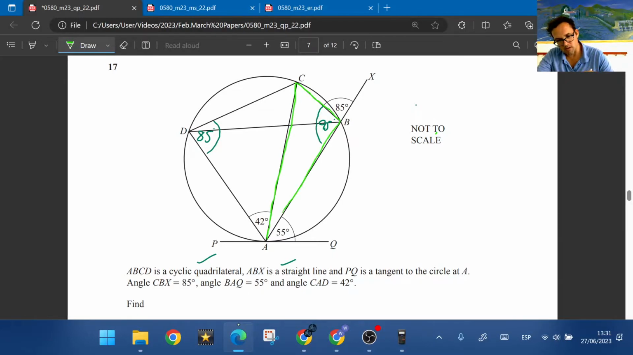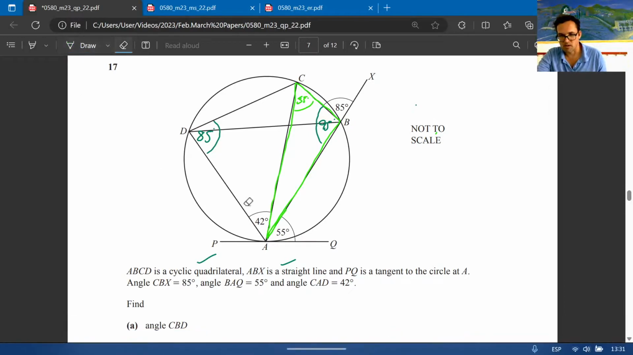We've got the 55 here, which forms the alternate segment theorem with this triangle. We need to look for triangles, yeah? So because it forms the angle between the tangent and the triangle, we know that this angle up here will be 55. Okay, let's just make things look a bit more pretty. So we know that one is 55. We don't have any other angles at the moment. Be careful that 85 is not a tangent. This angle DAP will be equal to that one. That's another alternate segment theorem.